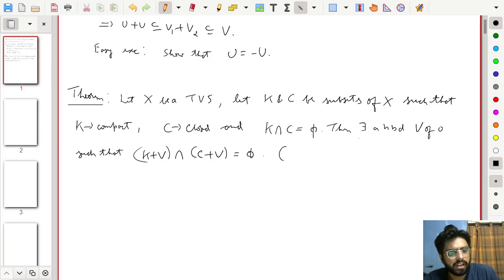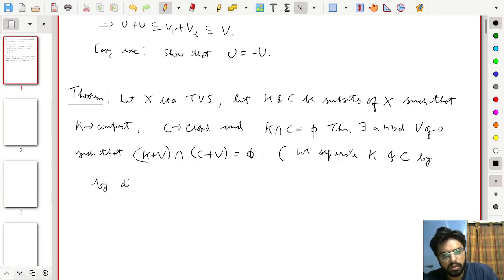This theorem tells us that we can separate a compact set and a closed set which are disjoint by disjoint open sets. These two are open sets containing K and containing C respectively. So, proof.